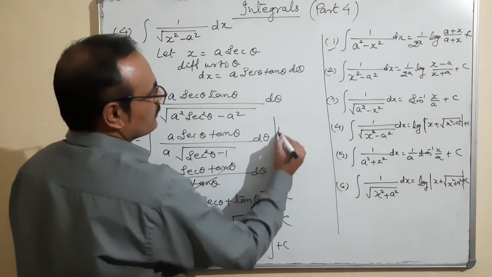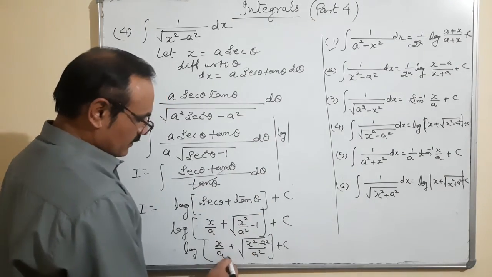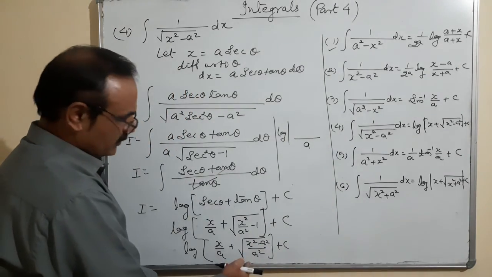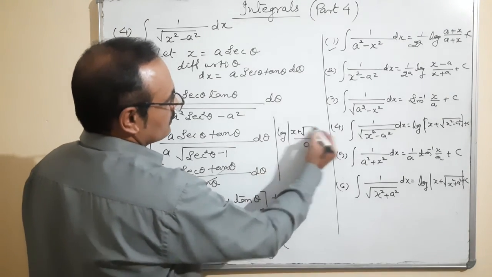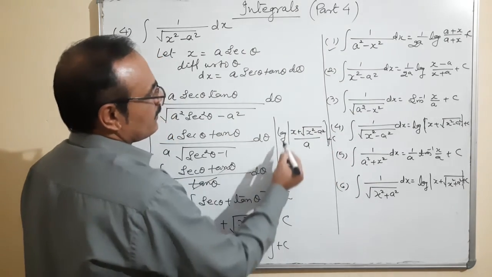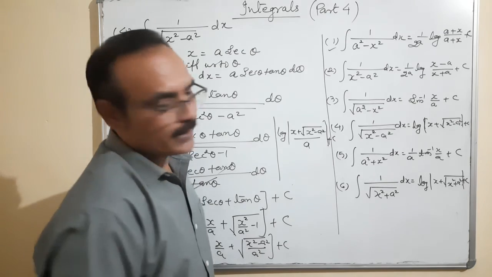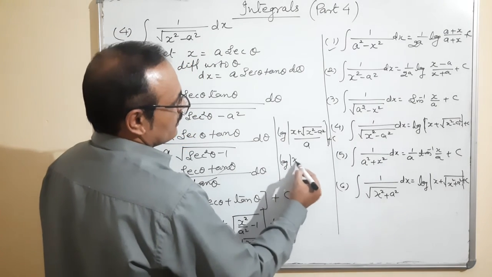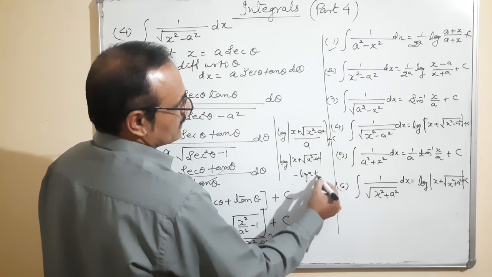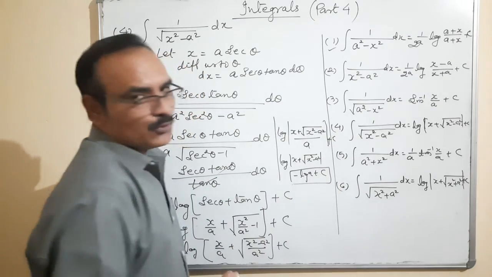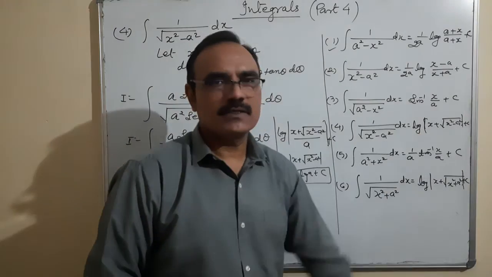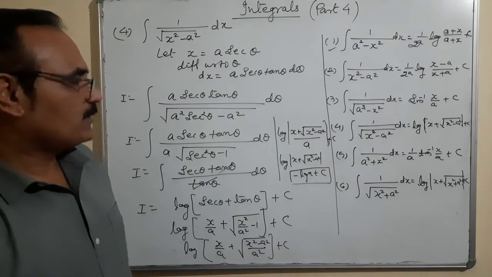Taking the LCM, that is a only, because a square comes out of the root. So it is log of x plus under root x square minus a square, over a, plus c. Log m upon n is log m minus log n. So this is log x plus under root x square minus a square, minus log a, plus c. This entire term is treated as a new constant c. So the value is log x plus under root x square minus a square plus c.